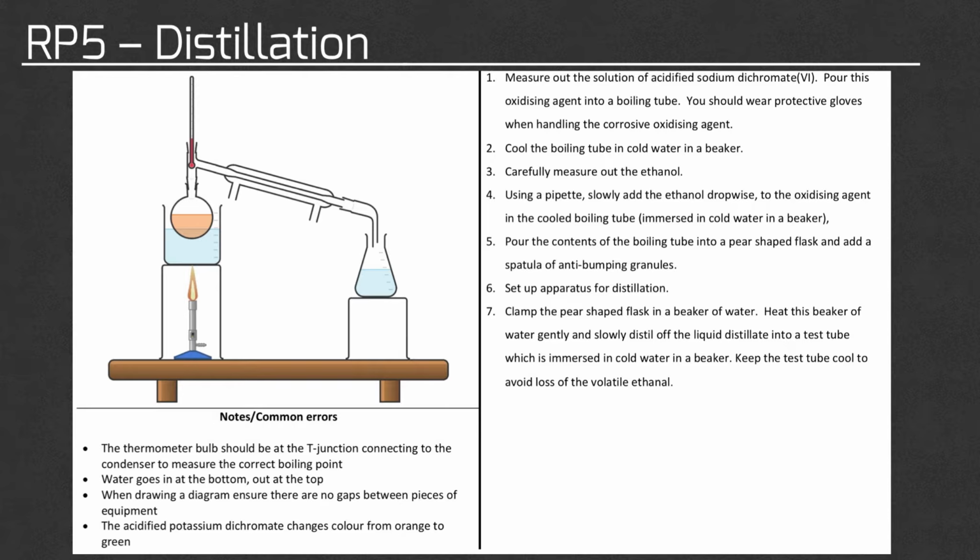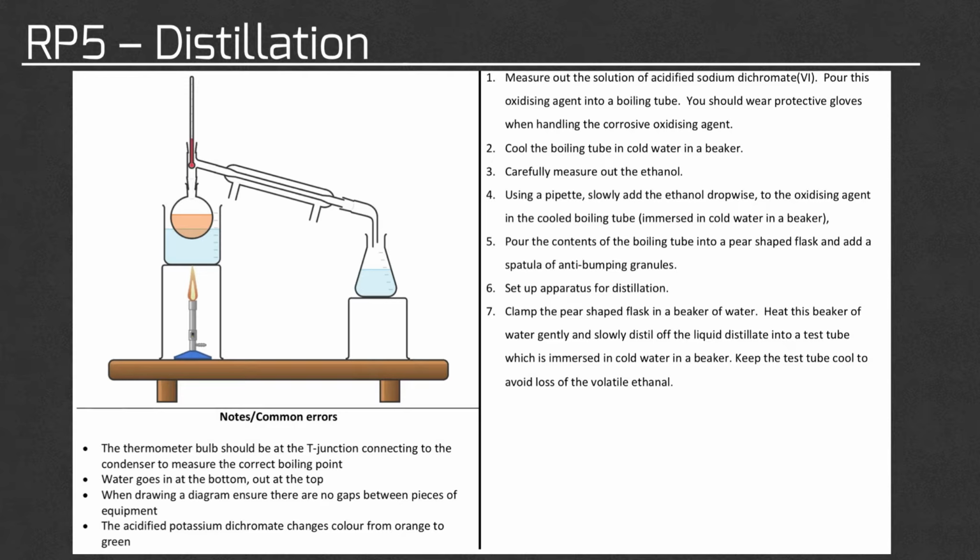Some notes about this practical. Your thermometer bulb should be at the T-junction connecting your round bottom or your pear-shaped flask to the distillation apparatus, as shown in this diagram. This means it is accurately recording the temperature at the point at which the vapour distills. If your thermometer is too far down, it's going to be recording the temperature of the lower part of the flask and not the point at which it distills over. Again, if it's too far up, the vapour won't reach the thermometer before distilling over, so you won't accurately be able to record that temperature.